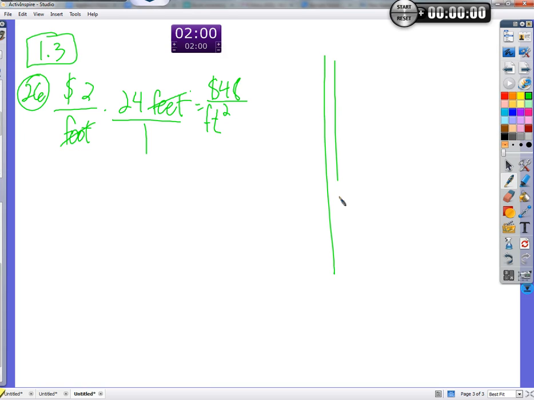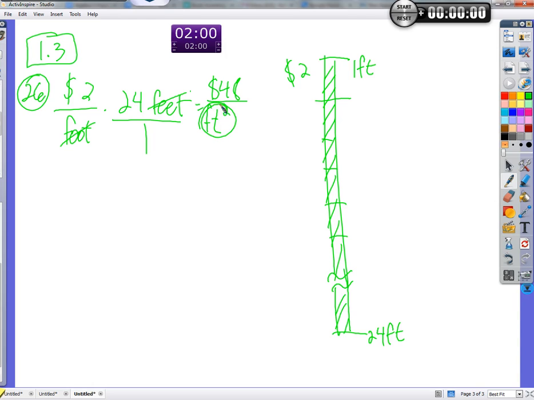If you bought, say, rope by the foot, and this was 1 foot, it costs $2. If you bought 24 feet of that stuff, every foot's going to cost $2. We multiply the $2 per foot times 24 feet, and we're going to get $48 that we spent in a row. So this mistake is getting feet squared. That's not right. It's just dollars, $48.